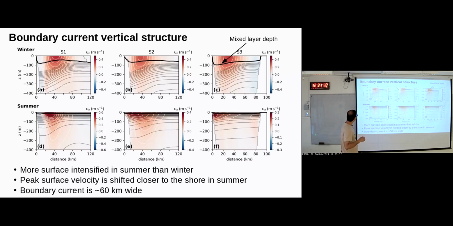We also notice that the surface maxima moves towards the shore, which makes the profile a bit more asymmetric in summer than in winter. Also notice that the boundary current is about 60 kilometers wide.